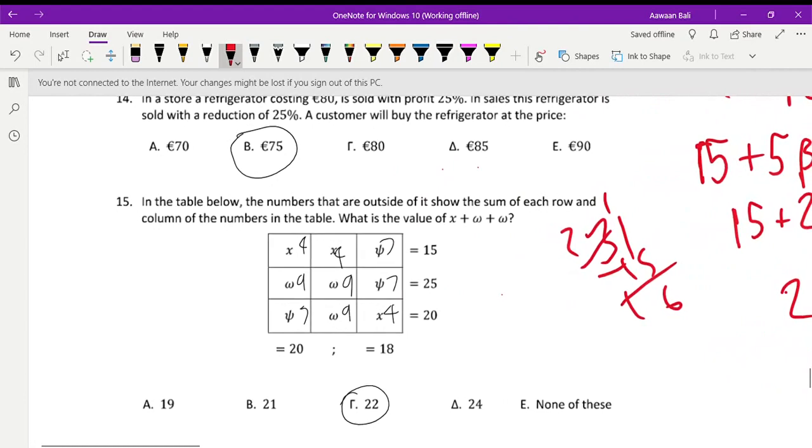It's also better if you know the squares, because then it's more helpful to do these equations with squares. Now, in the table below, the numbers outside of it show the sum of each row and column of the numbers in the table. What is the value of x plus omega plus omega?